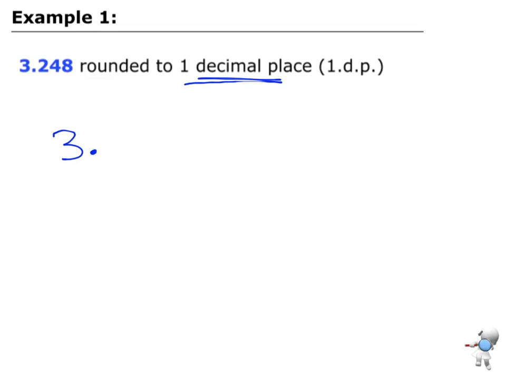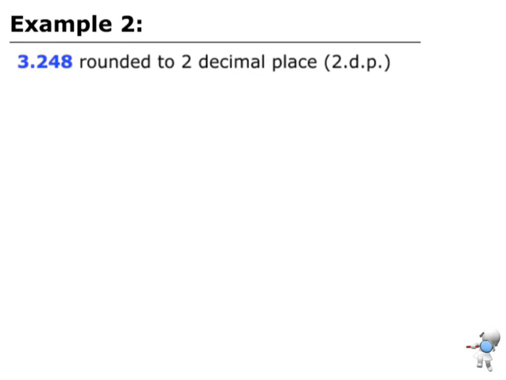Now I'm going to look at what comes after that. In this case, because I want the first decimal place, I need to look at the second value, the value that comes after the first decimal place. That is a 4. Now we know the rules: 4 means we round down. And in this case, we're going to leave it as 3.2. Okay, and then I just write 1 dp after that to signify one decimal place.